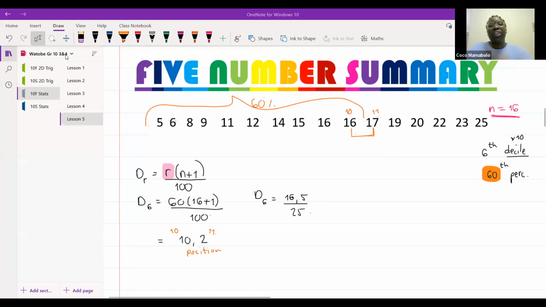I'm only using this example because it just happened to have even numbers. It has nothing to do with the formula.